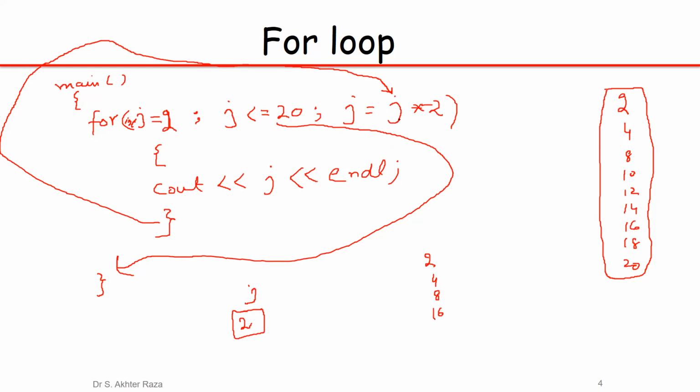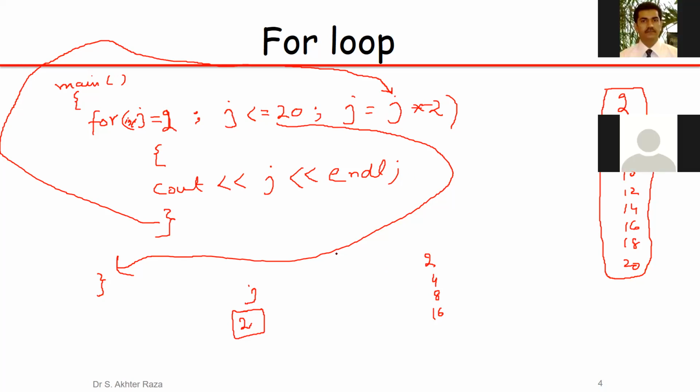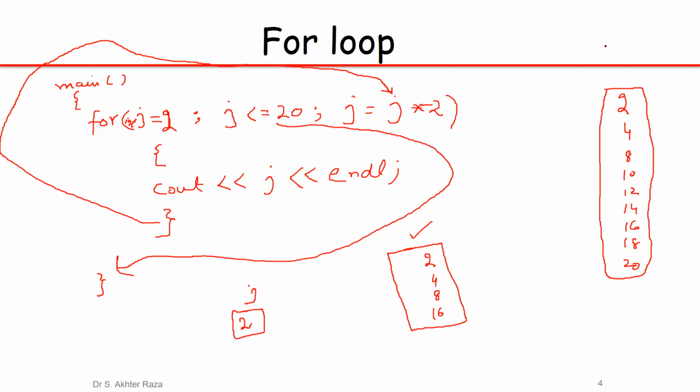After the 16, 16 multiplied by 2 becomes 32. 32 is less than 20? The condition fails. 32 is not less than 20. It goes out. So the actual output will be this. This is the correct output, and this is the incorrect output. So we have a correction to my previous version. When I was executing this program, I was assuming that this would be the output, but this will not be the output.